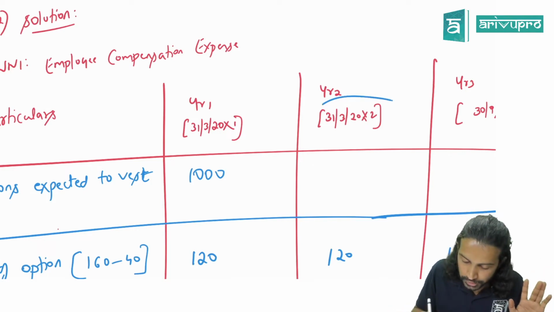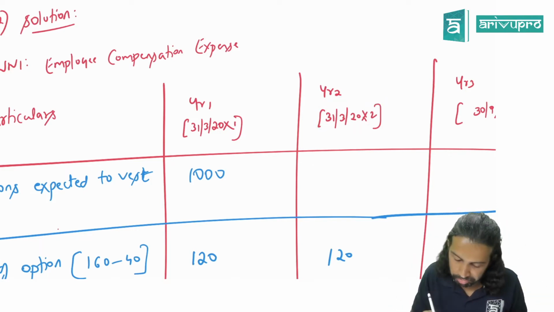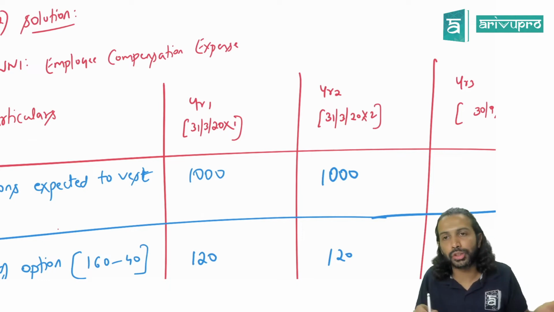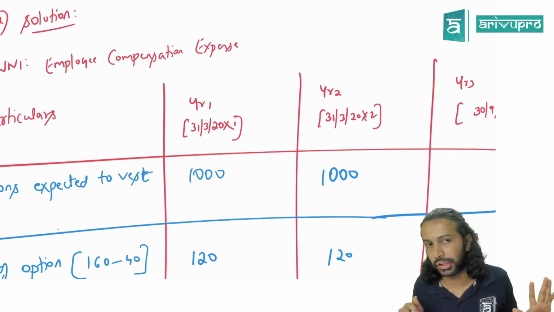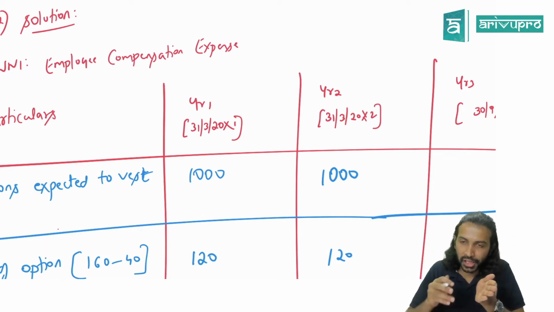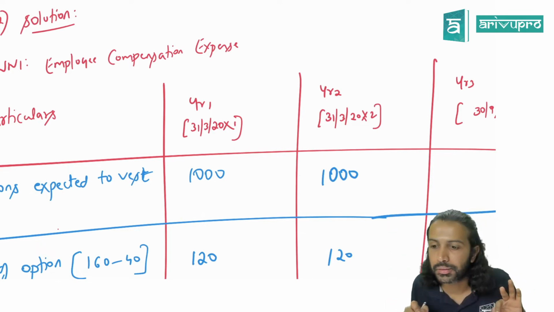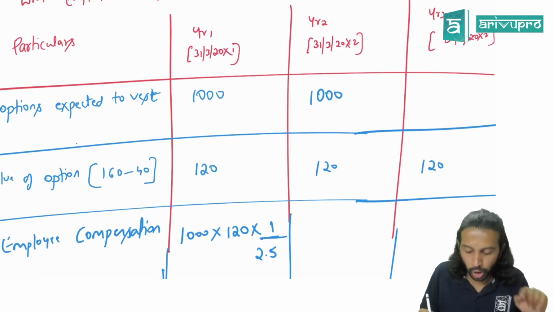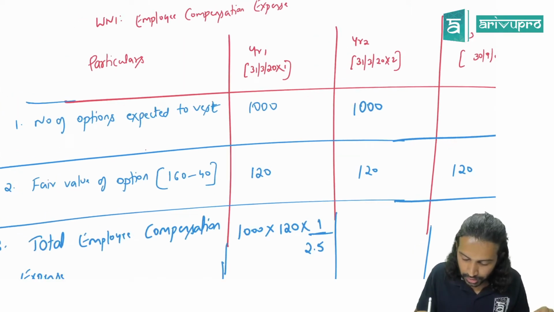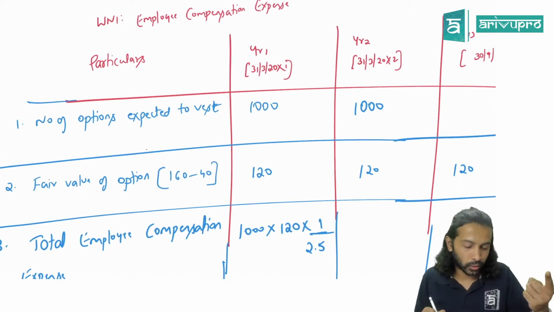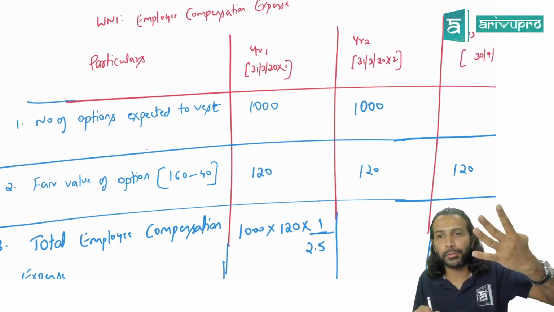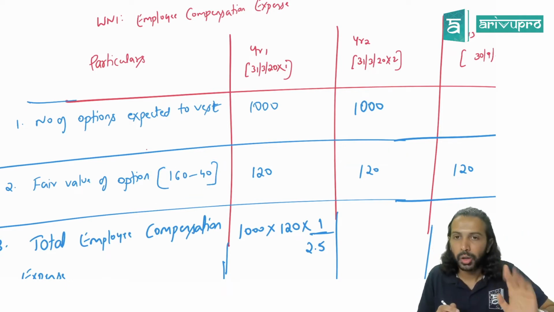That means on 31st March, the company still thinks what? 1,000 shares only are going to get purchased. Yes, because the lapse information came 2 months later. Hence, here also 1,000 only. Okay. What is the fair value of the option? 120 only. Meaning 160 was the market price, you gave it at 40. Hence, the loss on 1 share is about 120.